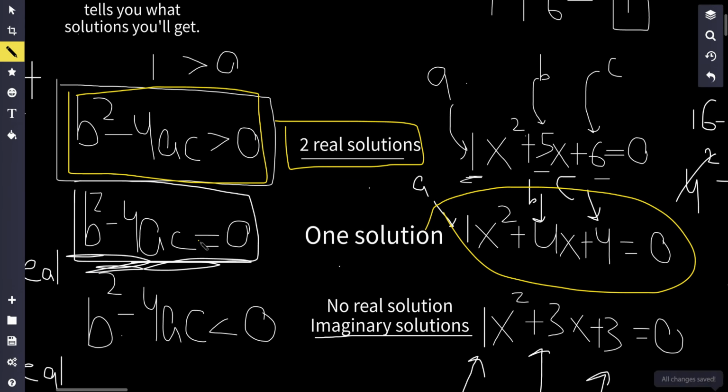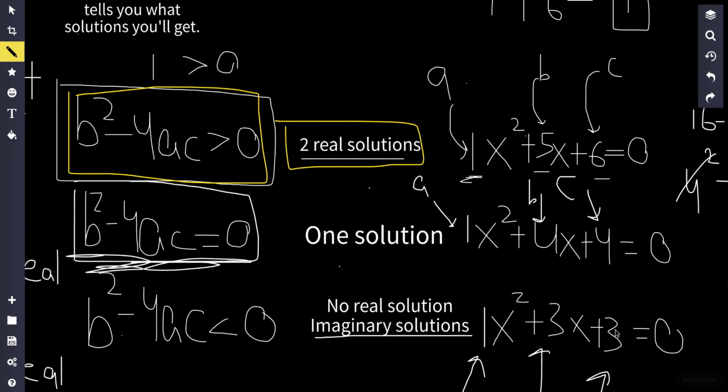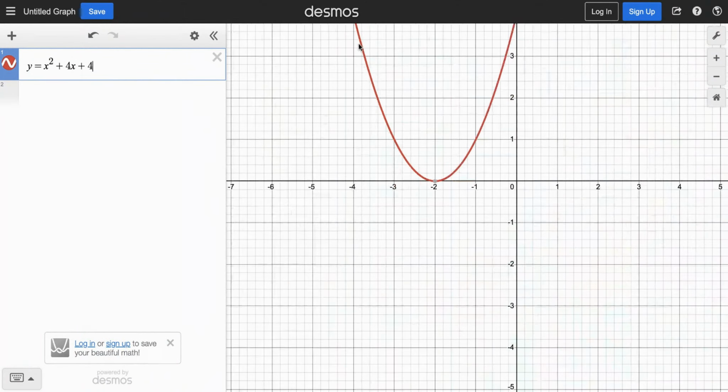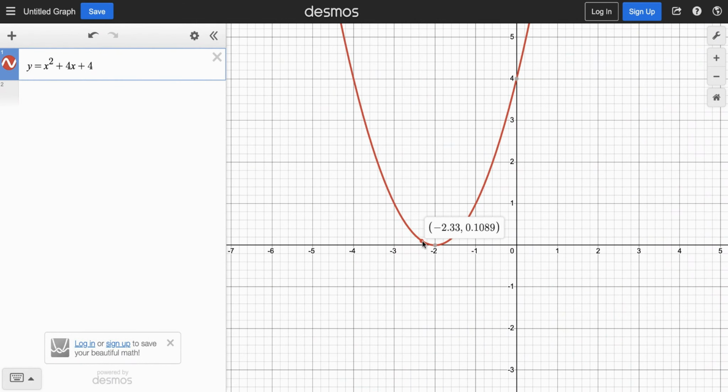When our discriminant is equal to 0, we only have 1 solution. And what that means on a graph is that we have this quadratic equation where our graph only touches the 0 at 1 point. So it only has 1 solution, or 1 zero on the graph, right? It only touches y equal to 0 at this 1 point, right?